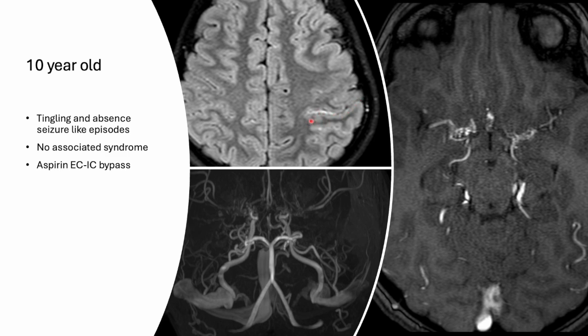So you can see the FLAIR ivy sign where there is lack of CSF signal suppression on the FLAIR sequences. You can also see on both the reconstructed images as well as the axial slabs that there is a progressive occlusion of the ICA and its distal branches, and you can see these collaterals which are formed, giving this puff of smoke appearance.